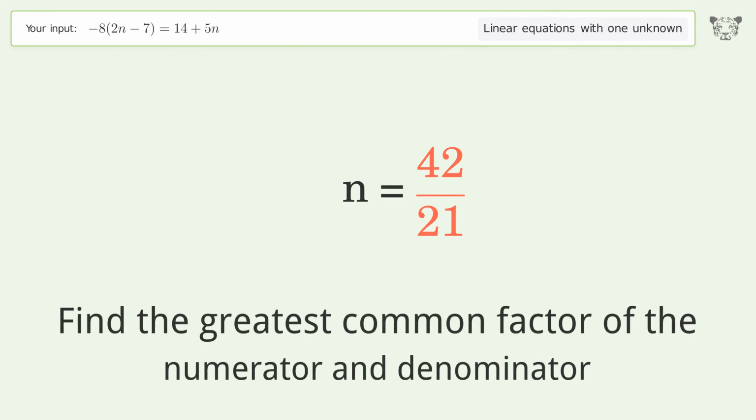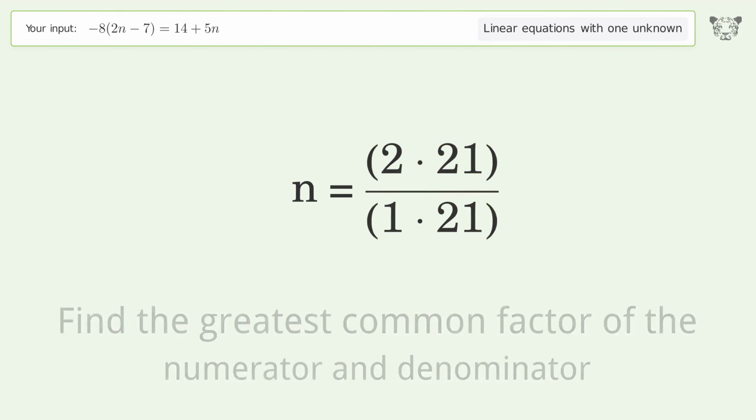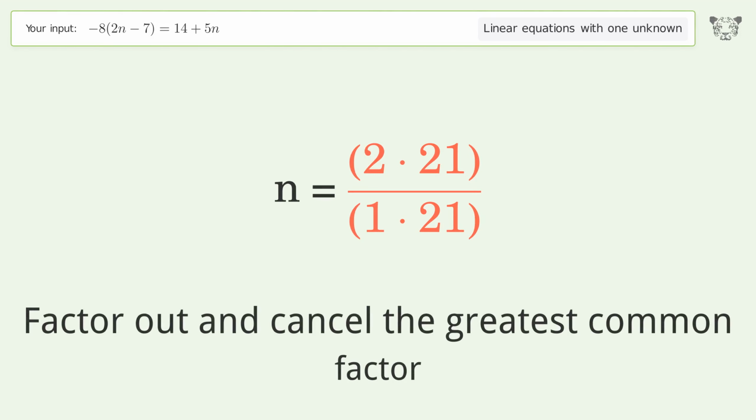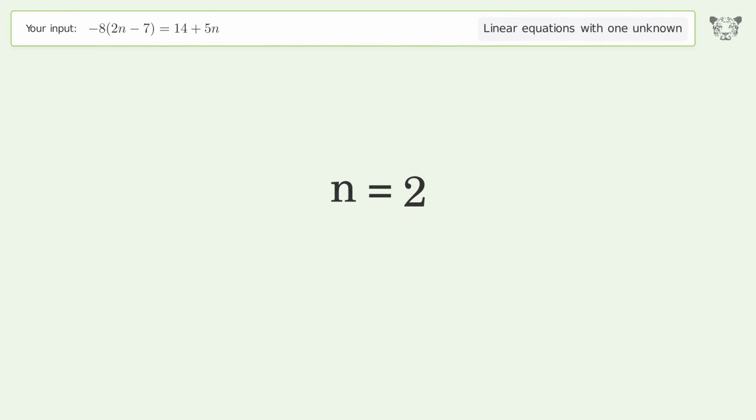Find the greatest common factor of the numerator and denominator. Factor out and cancel the greatest common factor. And so the final result is n equals 2.